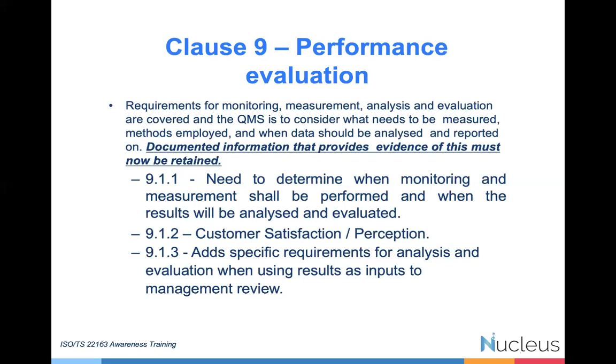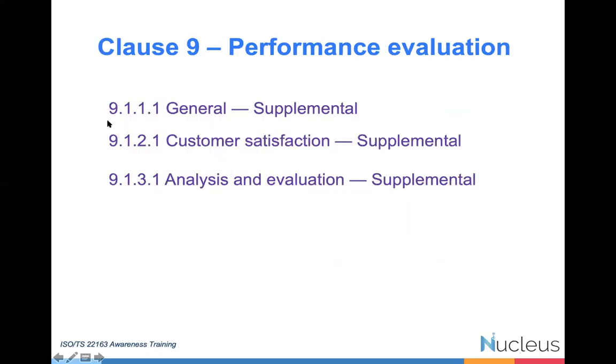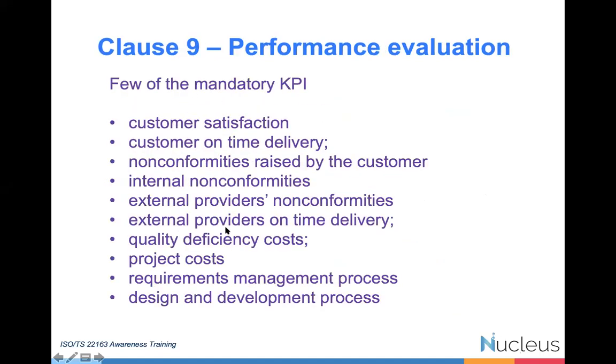Whereas in ISO TS 22163, they mandated a few KPIs. Typically, 9111 talks about this. These are the mandatory KPIs. You must have customer satisfaction, customer on-time delivery performance. What are the non-conformities raised by your customers? That's customer complaints, right? Then internal non-conformity, what is your KPI for that? Then what is your supplier's non-conformity? Supplier rejection rate, supplier delivery performance.